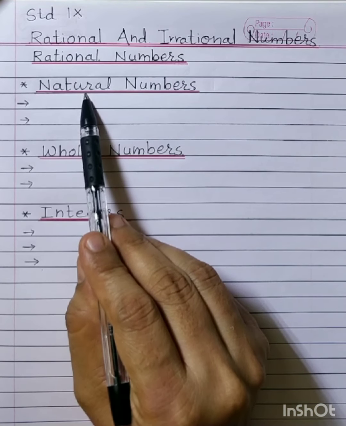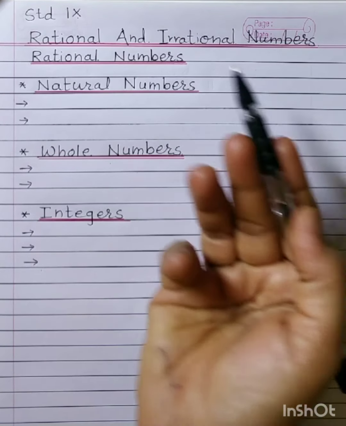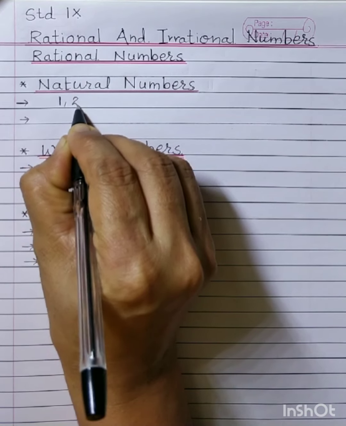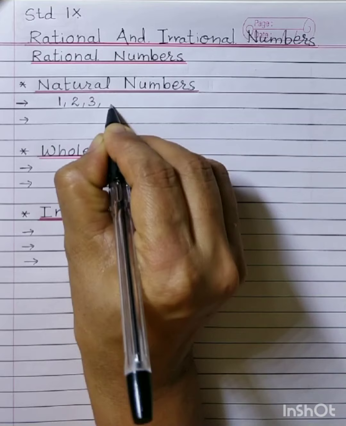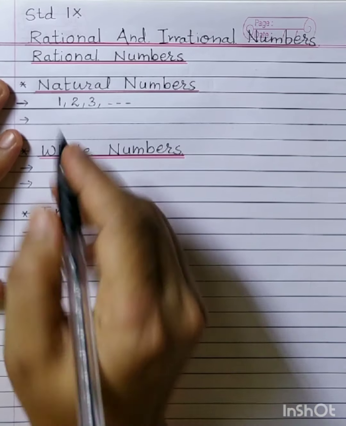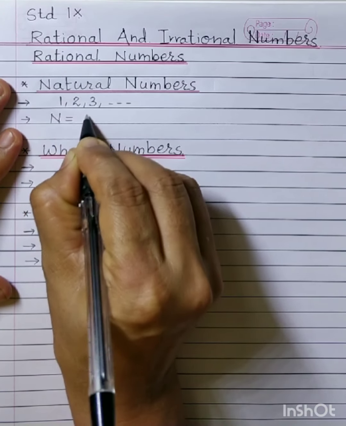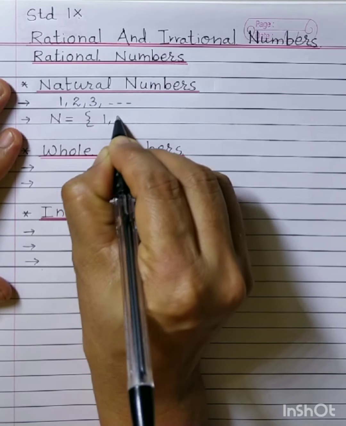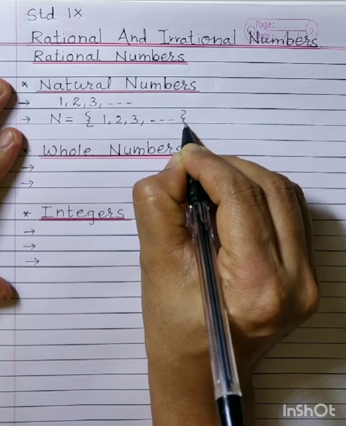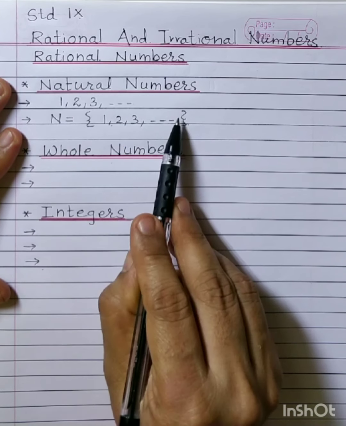We will start with natural numbers first. All of you know what are natural numbers. Natural numbers, or we call them counting numbers as well. So which are those counting numbers? 1, 2, 3 and so on. These are known as natural numbers. You also know the set of natural numbers is denoted by capital N, and since the natural numbers are countless, it's an infinite set.